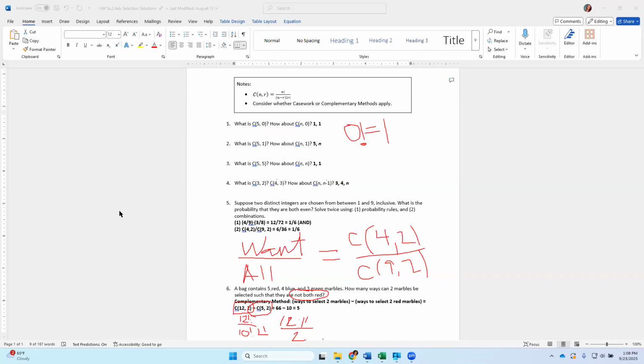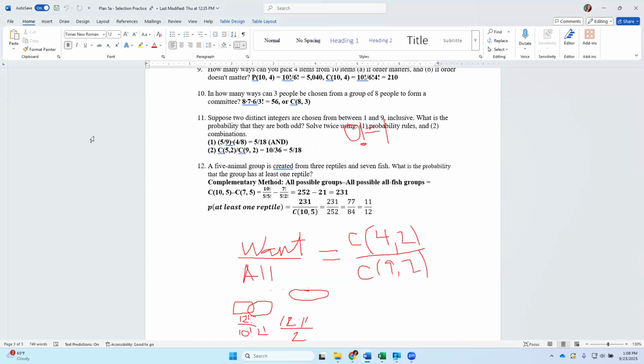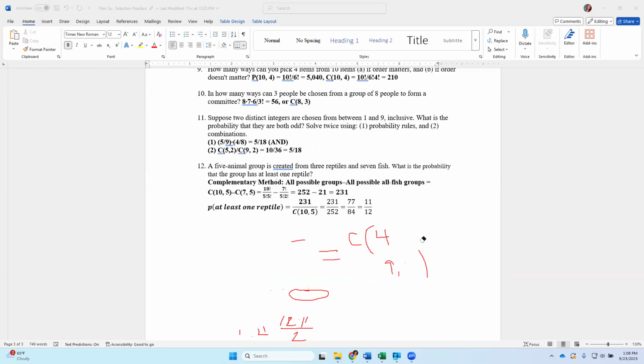Okay, let's switch over to the last two problems we would have done in class, which you can see in the notes. And number 11, as you see here, is the same problem. It's just that they're both odd. So it works the same way. And then this last one, number 12, we've got a 5-animal group is created from 3 reptiles and 7 fish. What is the probability that the group has at least 1 reptile?